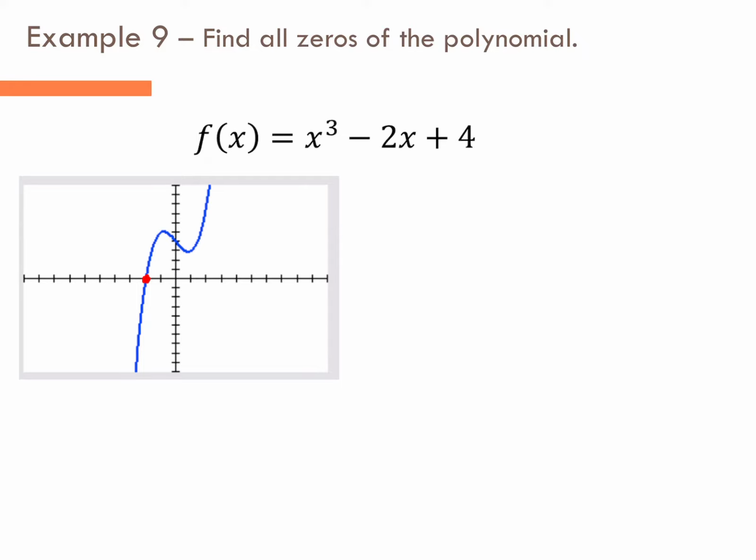So I know it's at -2. That means that one of them is real. My i's always have to come in pairs, so my other two are going to be imaginary because it doesn't cross anywhere. So we'll have our -2. Then we have our 1, 0, -2, and 4. Work through synthetic division.